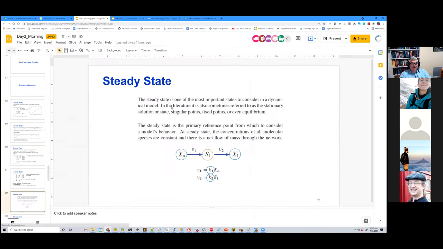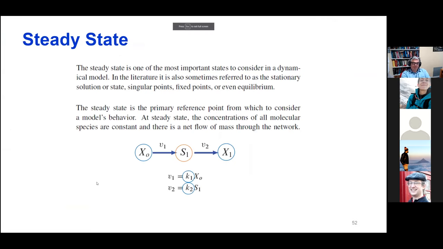All right, so let's have a little bit of theory then on the steady state. This is an important state to consider for most modelers. It's a reference state from which you can study the properties of the steady state. You can look at how sensitive the steady state is and things like that, and you can talk about the stability of the steady state.